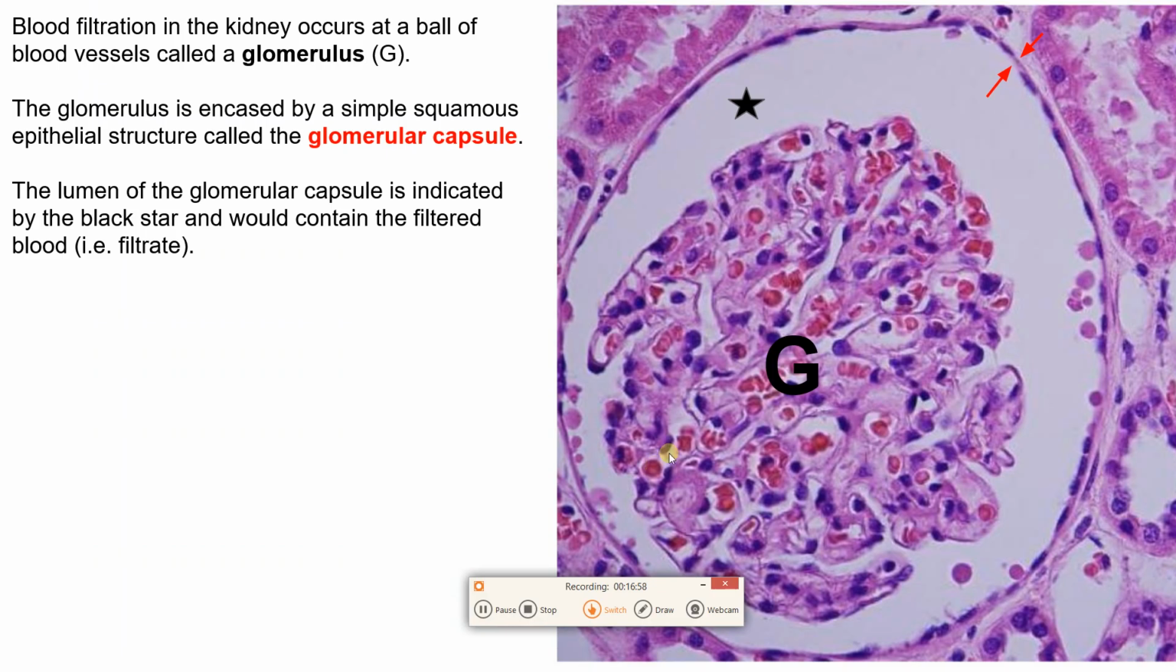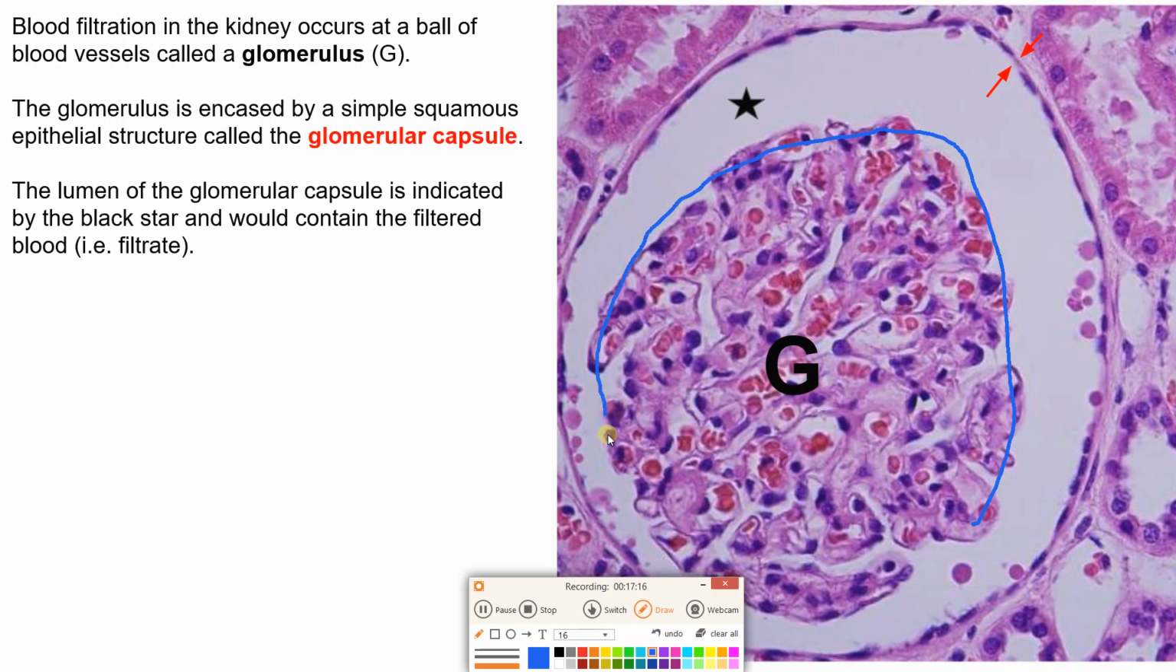Let's look at another example of simple squamous tissue. We actually looked at a very similar picture a moment ago. This is from the kidney. In each kidney, you've got about 1 million of these round things right here. This round thing is actually a ball of blood vessels, a ball of little capillaries. This ball of capillaries with the big G on it is a glomerulus. And you can see all the red blood cells inside it.